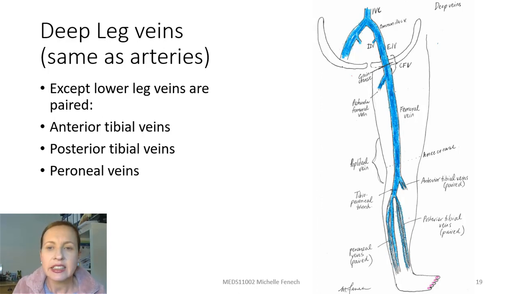And then it does the same thing. It first of all gives off your anterior tibial veins, but they're paired. That's the only difference with the arteries. Then there's a tibioperoneal trunk, which gives rise to posterior tibial and peroneal veins, but those veins are all paired. So where we had one artery here, one artery here and one artery here, we have two veins. When we look at them sonographically, they look like a little set of traffic lights because the veins sit on either side of the arteries.